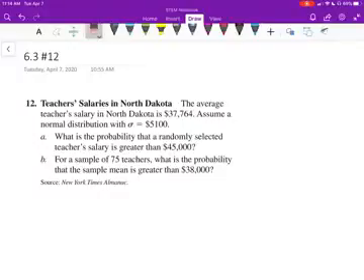Section 6.3, number 12, talks about teachers' salaries in North Dakota. It says the average teacher's salary in North Dakota is $37,764. Assume a normal distribution with sigma equal to $5,100. A. What is the probability that a randomly selected teacher's salary is greater than $45,000?